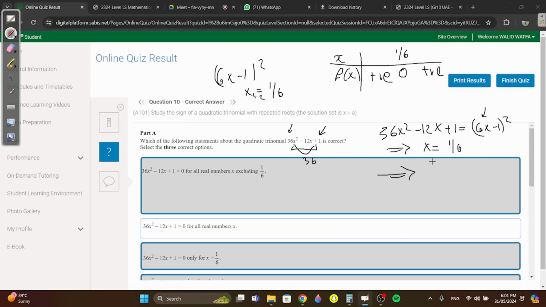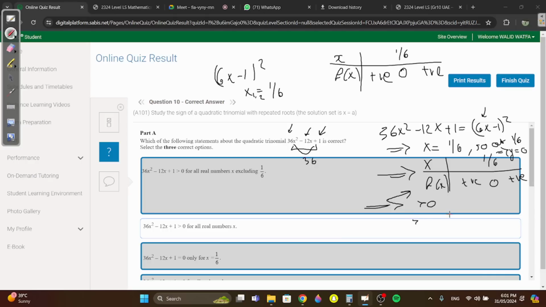Then write your table, x, f of x, okay? At 1 over 6. Then you put positive, positive, okay, 0. If you want, you can even write so at 1 over 6, y equals 0, or f of x equals 0. Then write your table. Depends on what they're asking you. Maybe in the question they ask you greater than 0. When is it greater than 0? You can say it is greater than 0. You have to write. You have to write.